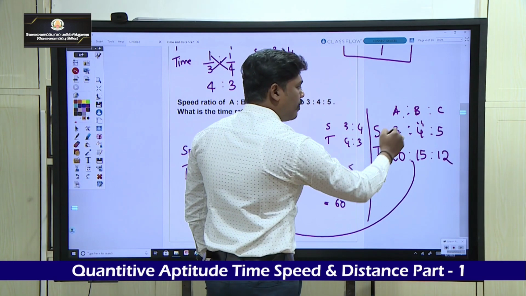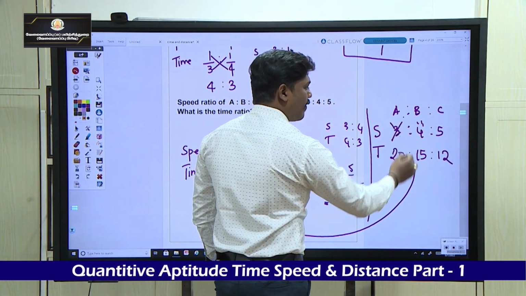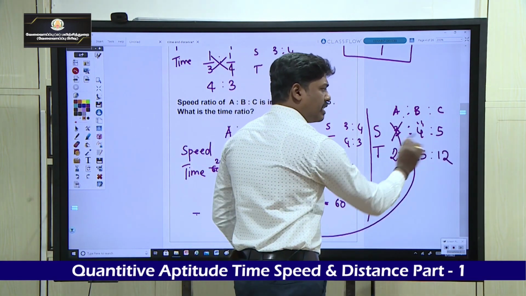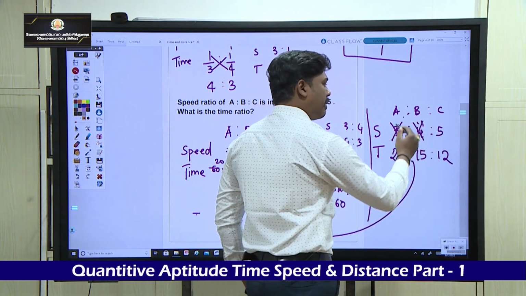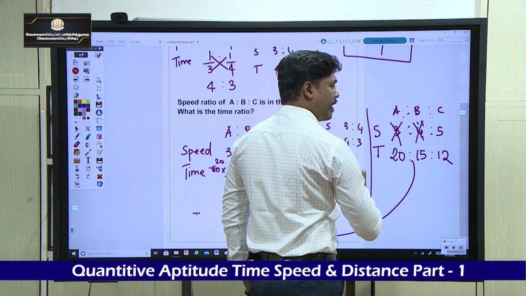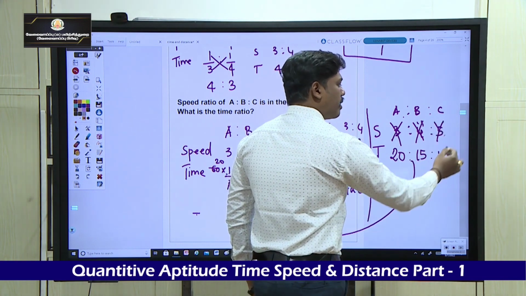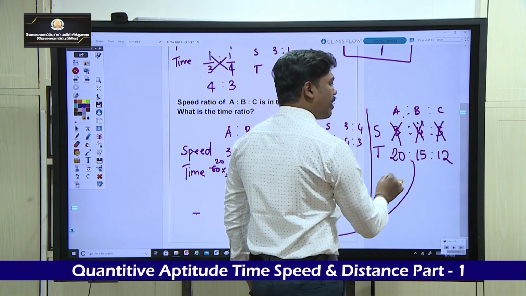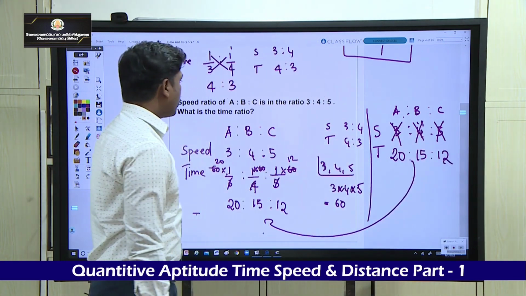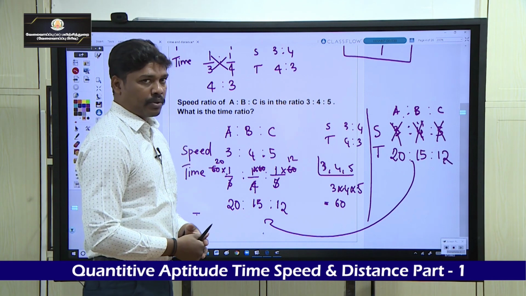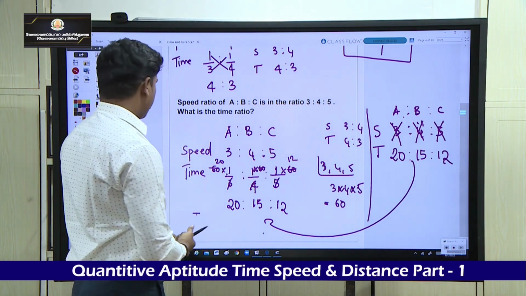To get the value of A, hide the A value and multiply B and C. To get the B value, hide B and multiply A and C. 3 into 5, 15. To get the C value, hide the C value and multiply A and B. 3 into 4, 12. Okay. That's how we calculate the speed ratios and time ratios.